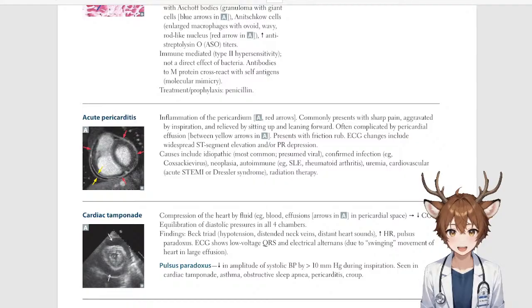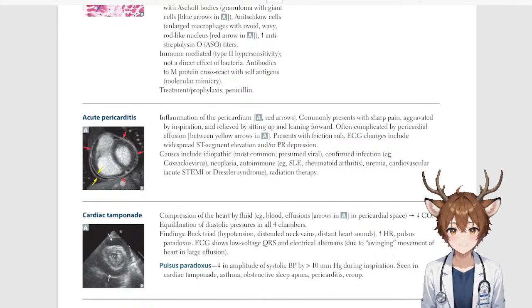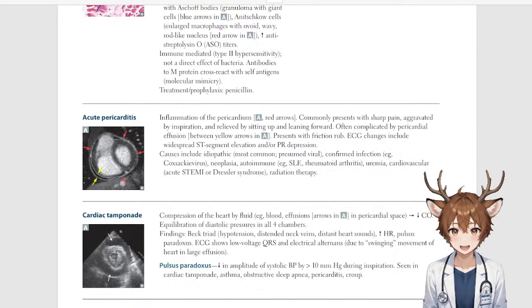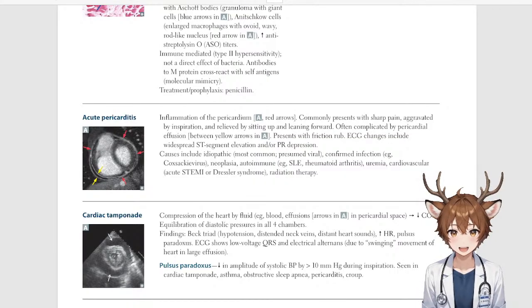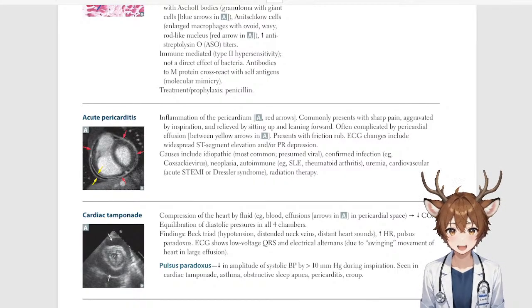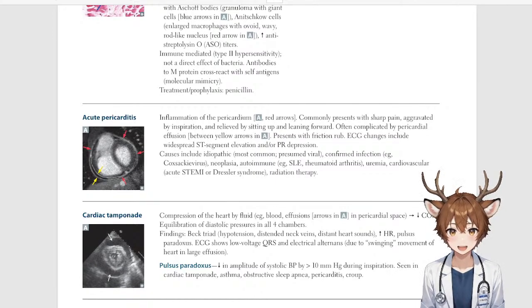Acute pericarditis. Inflammation of the pericardium, red arrows shown in A. Commonly presents with sharp pain aggravated by inspiration and relieved by sitting up and leaning forward. Often complicated by pericardial effusion between the yellow arrows shown in A as well. Presents with friction rub. EKG changes include widespread diffuse ST segment elevation and/or PR depression.